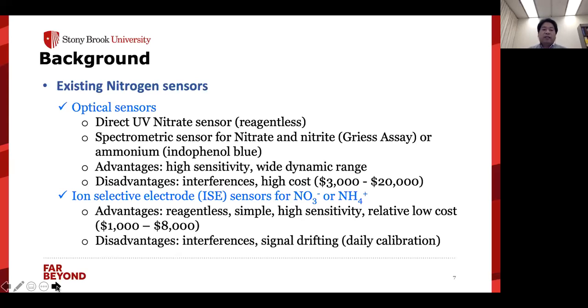Another disadvantage is the cost. The high cost limits their application. Generally, the cost is about $3,000 to $20,000 based on different brands and different features of the sensors.